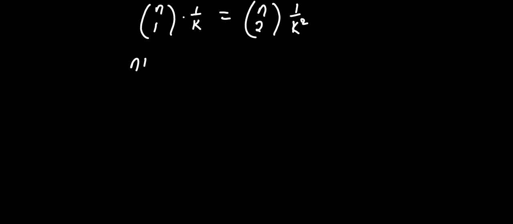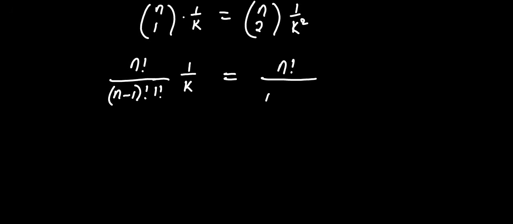This is n choose 1, which is n factorial over 1 factorial. We're having 1 over k here is equal to n factorial, then n minus 2 factorial, then 2 factorial, then this is just 1 over k squared.